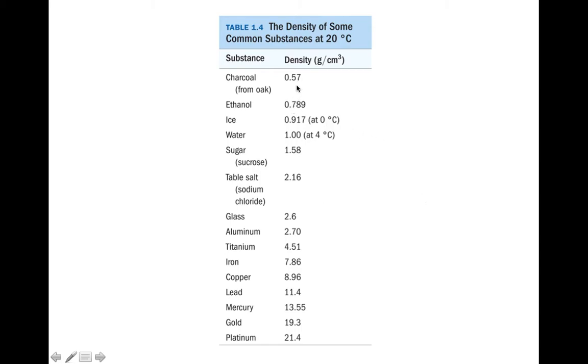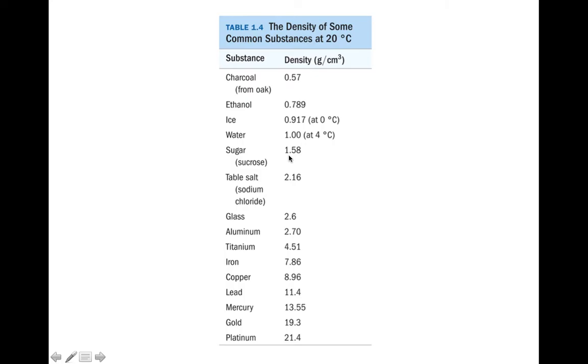Okay, let's look at some density numbers. Charcoal from oak has a density of about 0.457 grams per cubic centimeter. Ethanol, right, which is a minor component in gasoline sometimes, primary component in vodka, is 0.789 grams per cubic centimeter. Water is 1, right? So ethanol and ice would float. I guess you know that from your own experience. The density of ice at 0 degrees Celsius is 0.917, so it floats on water. Ethanol would float on water. Charcoal would float on water.